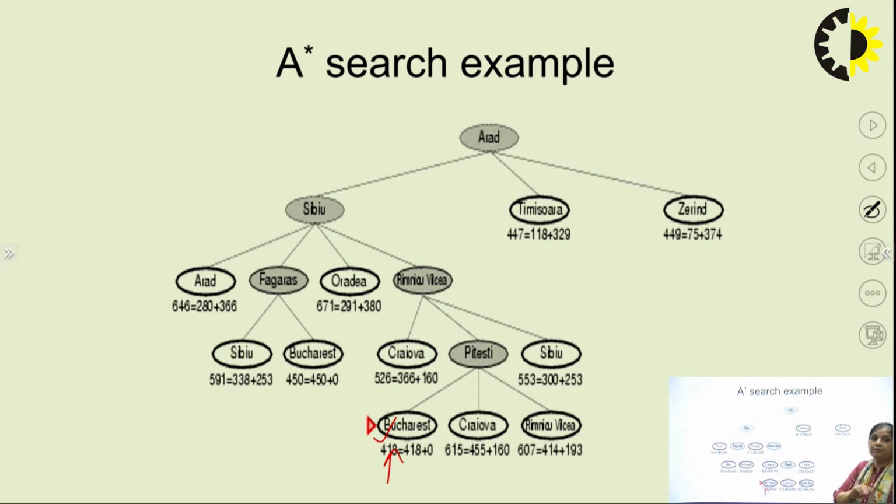In greedy best first, we have taken f(n) as only h(n), that is the heuristic, and in this we have taken f(n) equal to g(n) plus h(n). g(n) is the actual cost to come to n, and h(n) is the further estimate from n to the goal node.